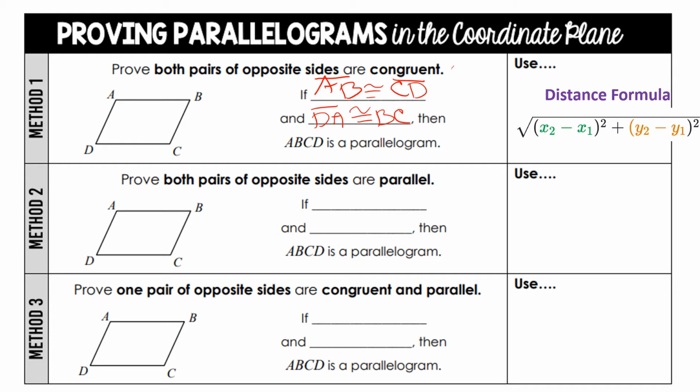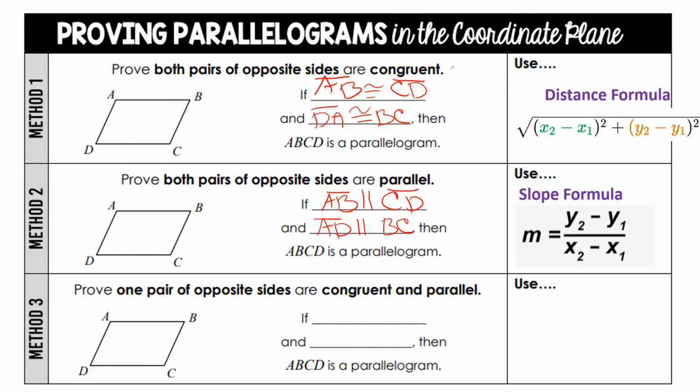ordered pairs. Method 2, we can prove both pairs of opposite sides are parallel. So if AB is parallel to CD and AD is also parallel to BC, so if those opposite sides are parallel, then ABCD is a parallelogram. We can use the slope formula to find the slope of each side there, and that is the slope formula.